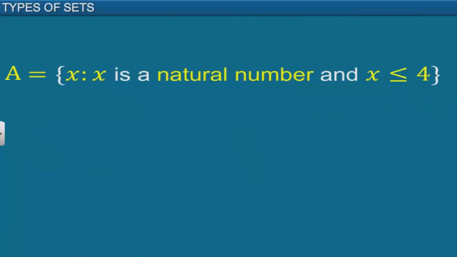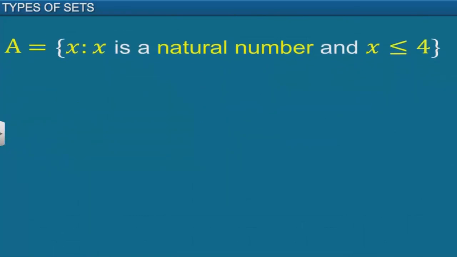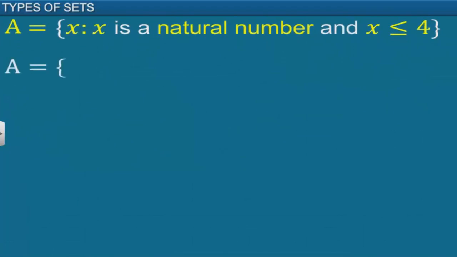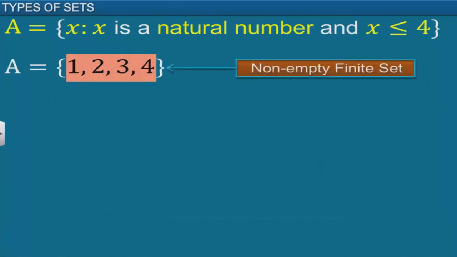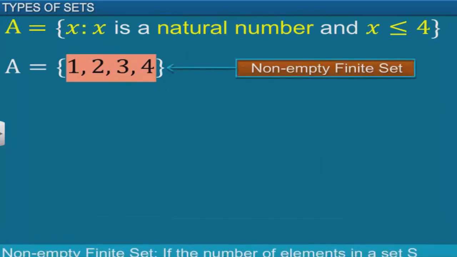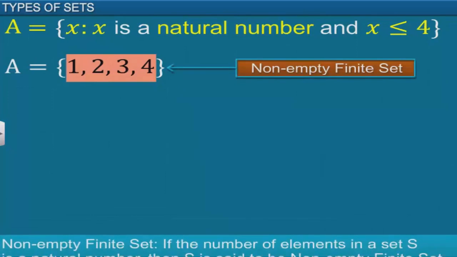Let's consider a set as shown. The elements of this set are 1, 2, 3, and 4. The number of elements in this set is 4. This is a finite number. Sets having a finite number of elements are known as non-empty finite sets. If the number of elements in a set S is a natural number, then S is said to be a non-empty finite set.